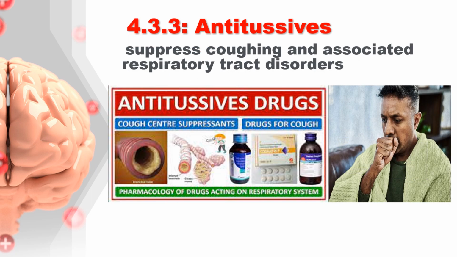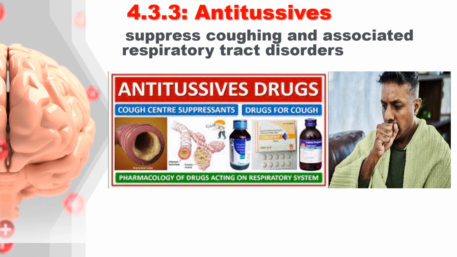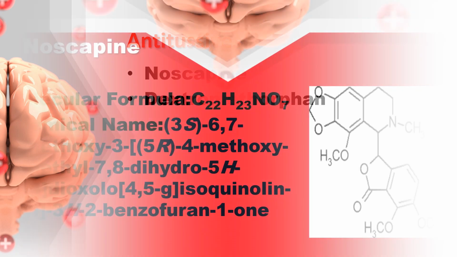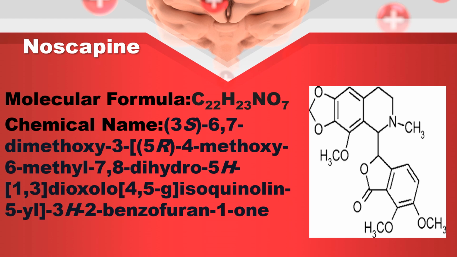The next category of selective modifiers are antitussives, which are used to suppress coughing and associated respiratory tract disorders. The examples of antitussives are noscapine and dextromethorphan. Noscapine. The molecular formula is C22H23NO7. The structure of noscapine.